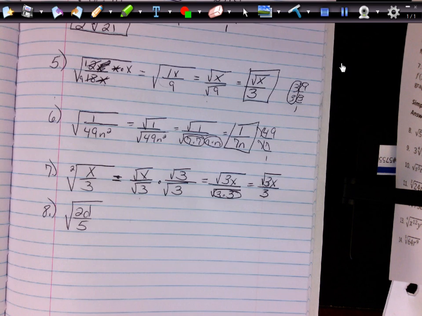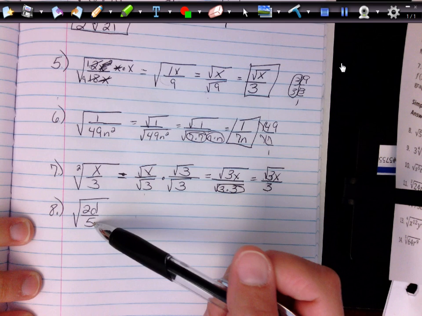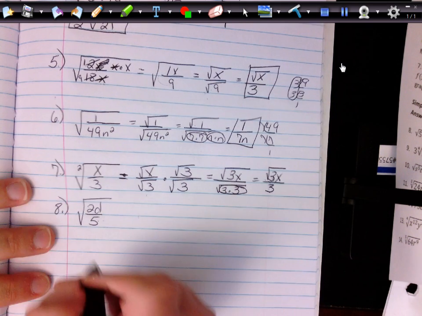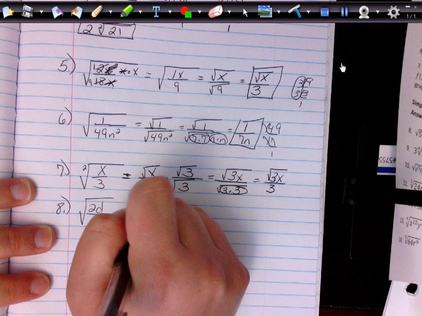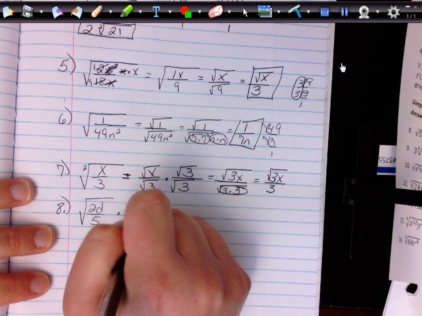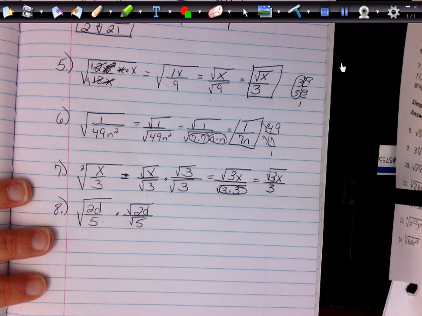All right, go ahead and write down number 8. We have the square root of 2d over 5. Again, I'm going to look to see if I can reduce, but I can't. 2 over 5 can't be reduced, and I don't have any d's on the bottom. So I'm going to go ahead and split it up. That's my second step after I see if I can reduce. And then I'm going to look to see if this turns out nice.